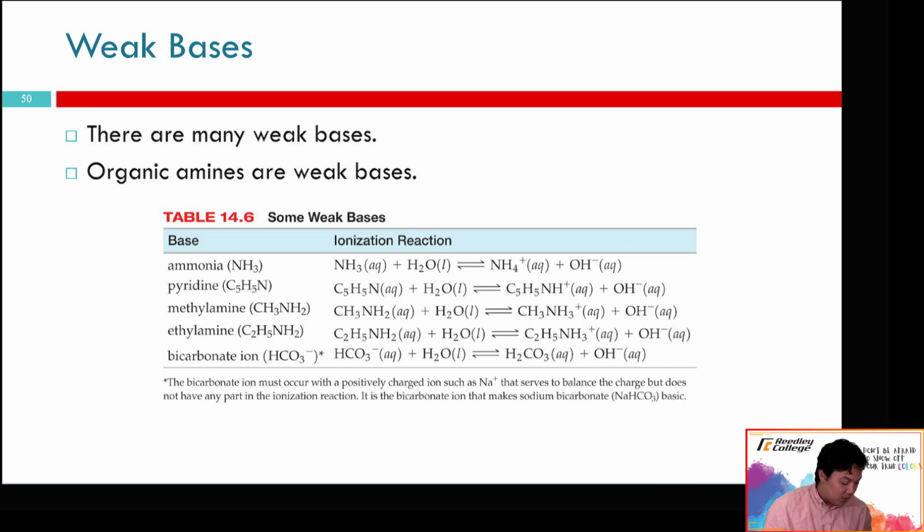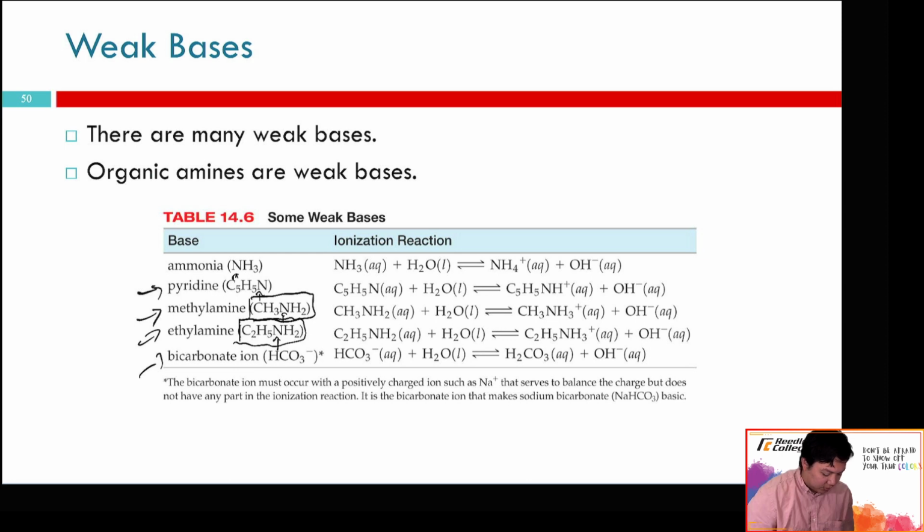Okay. So there are many weak bases. Organic amines are all weak bases. So you have ammonia, and then similar to ammonia, there's pyridine, methylamine, ethylamine, and well, then bicarbonate would be different. But the thing to note is not to memorize these names necessarily, but to look at these structures. Right, so you've got some carbons, some hydrogens, and then most key, you have this nitrogen. So those nitrogens in these carbon structures are going to be the indicator that this is a weak base.